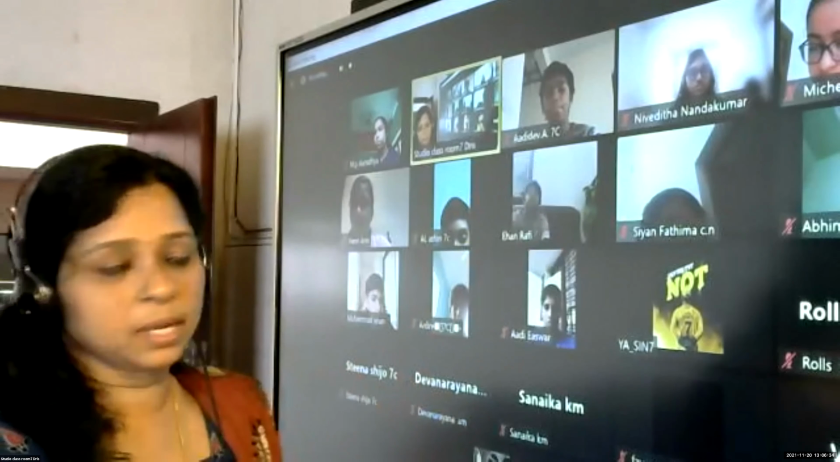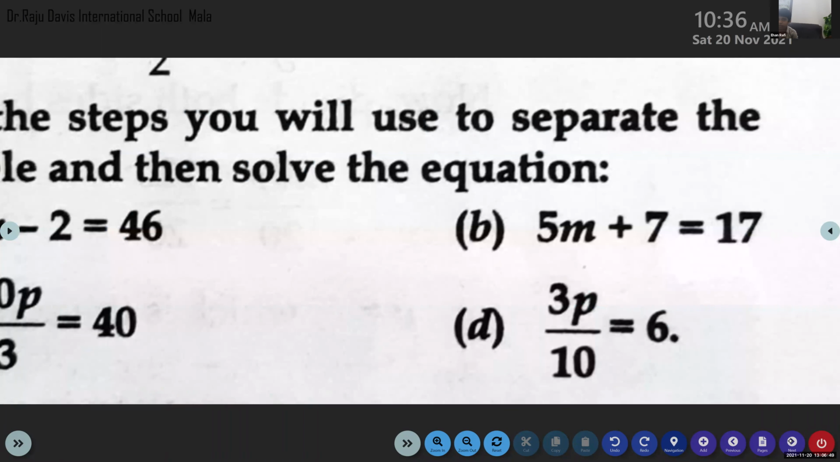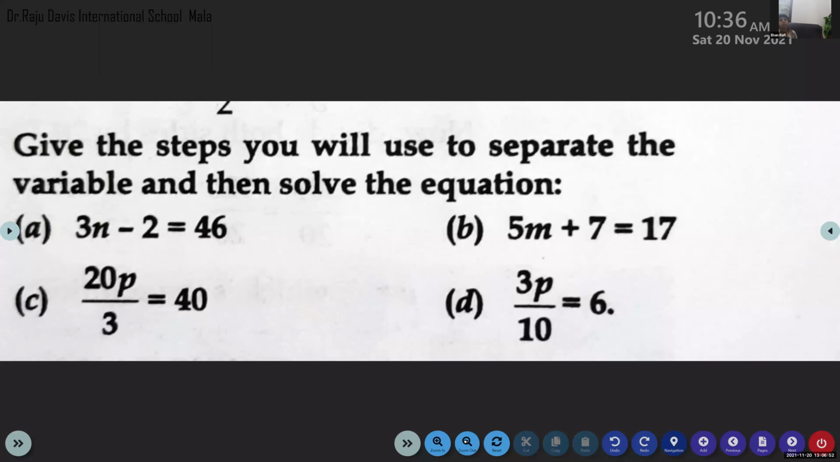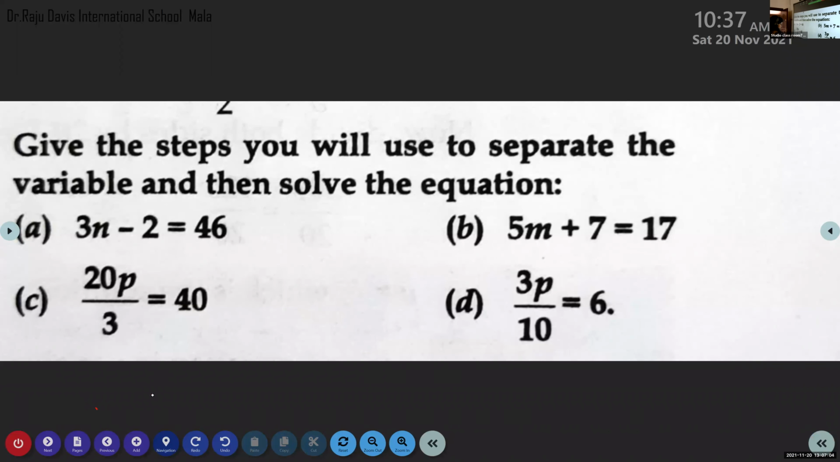So just see this one. Next, see this equation. I'll zoom out. Now, is it okay for you? Can you see the board? Yes, ma'am. Now give the steps you will use to separate the variable and then solve the equation.